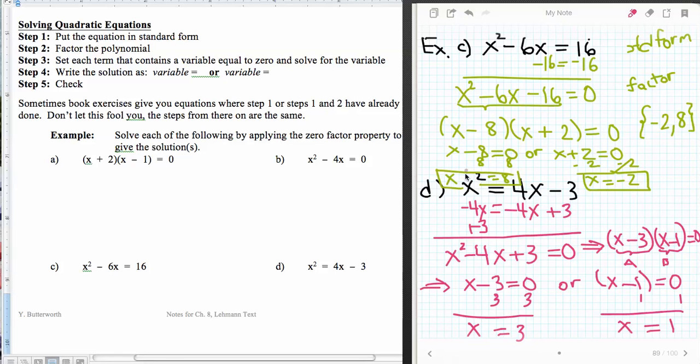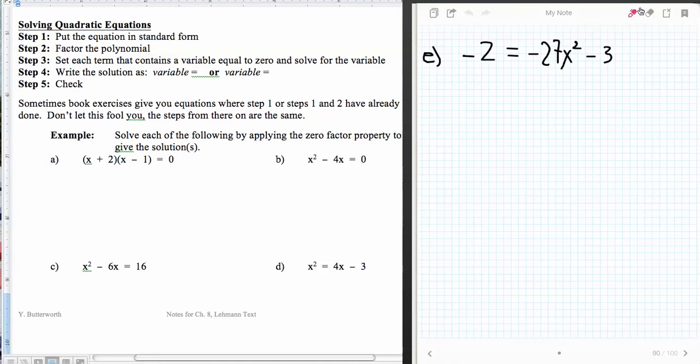Let's check it and just see. 3 squared is 9. 12 minus 3, yep, 12 minus 3 is 9. 9 equals 9. That's a check. And then 1 squared, that's 1. 4 times 1 is 4. Minus 3 is 1. 1 equals 1. Bingo. So indeed, we see that if either of these things are true, it does form the solution.